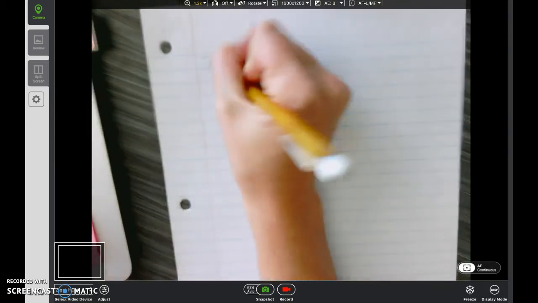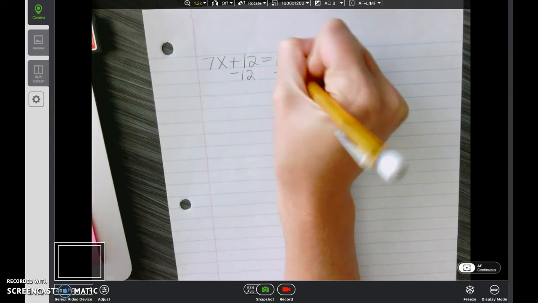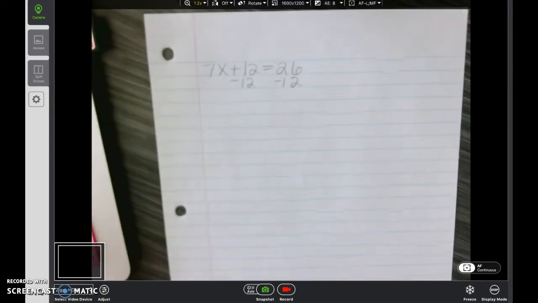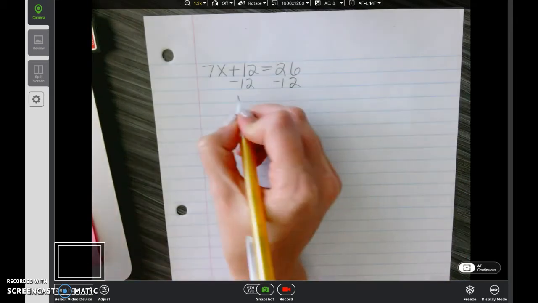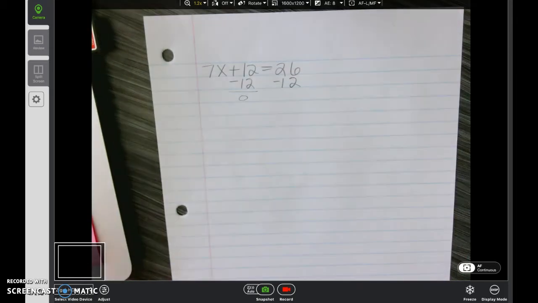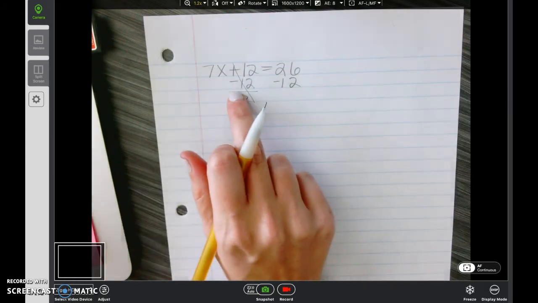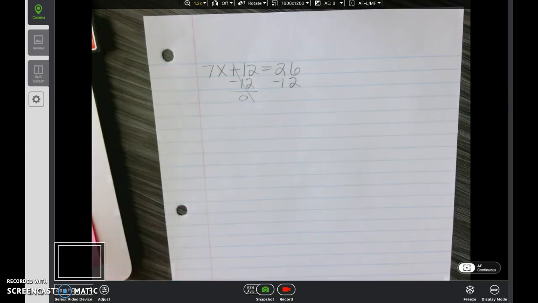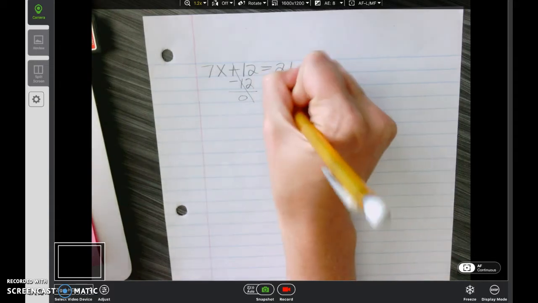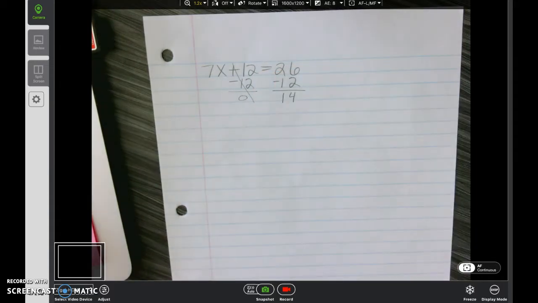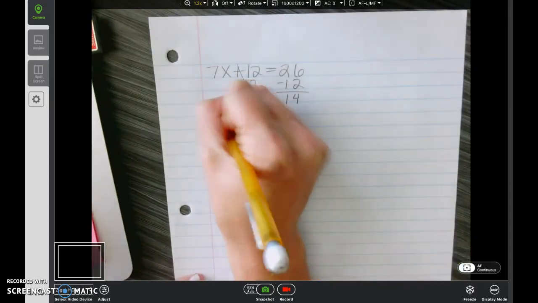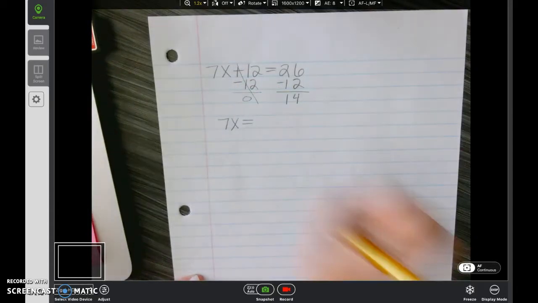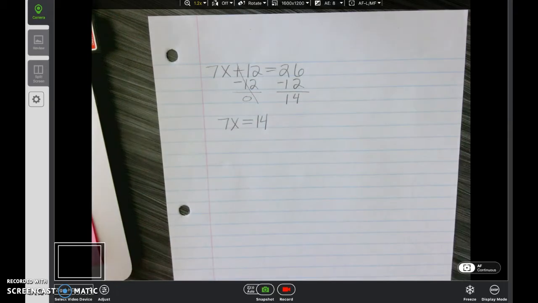I'm going to take away 12 from both sides of my equation. The reason why I chose to take away 12 is because when I have a plus 12 and a minus 12, that's going to cancel out and make 0. So this cancels out, but to keep my equation balanced, this side will weigh less. So I need to come over here and make this side weigh less, which means I'm going to subtract 12. 26 minus 12 is 14. Now I want to rewrite what my new equation is. On the left, I just have 7x, and on the right, I have 14. So now I have 7x equals 14.